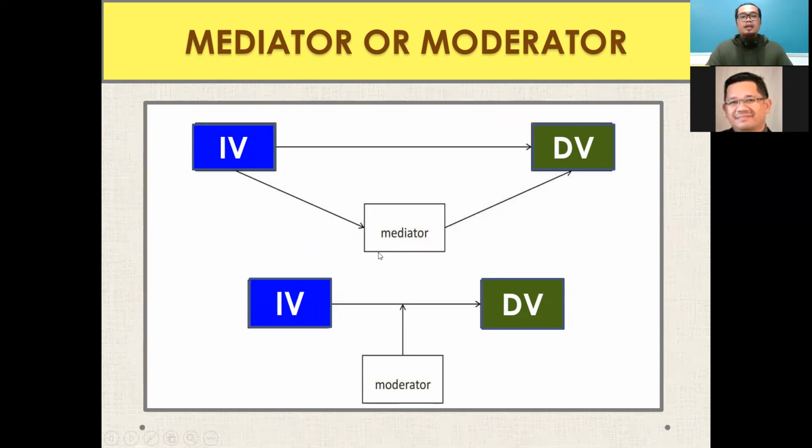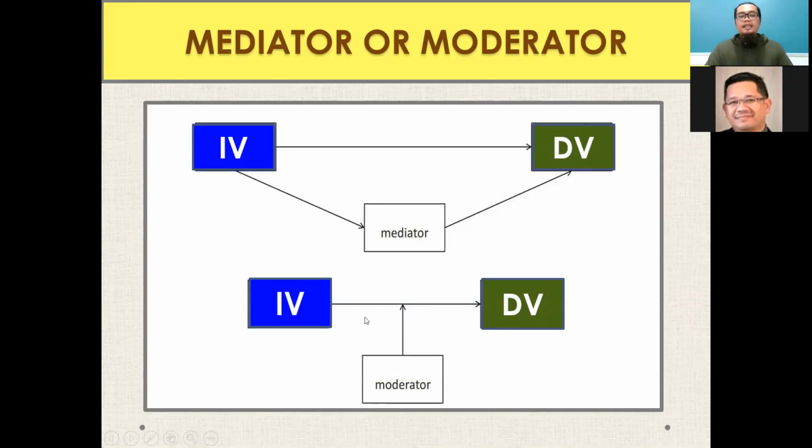This is a summary to differentiate them, to make it clear and easy to understand: a comparison between mediator and moderator. First, the mediator. A mediator can affect the DV, and the IV can directly affect the mediator. So the mediator is influenced by the IV, and the mediator in turn affects the dependent variable; that is what we call a mediator.